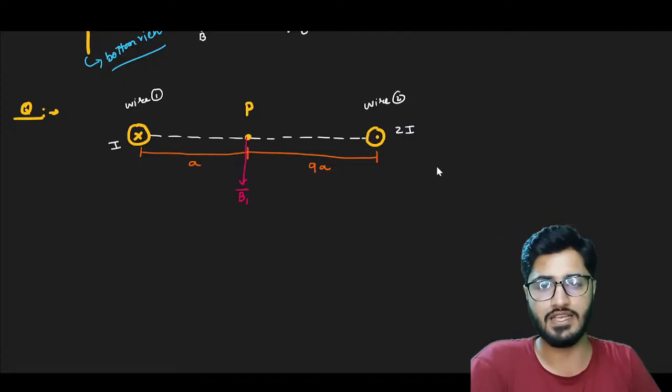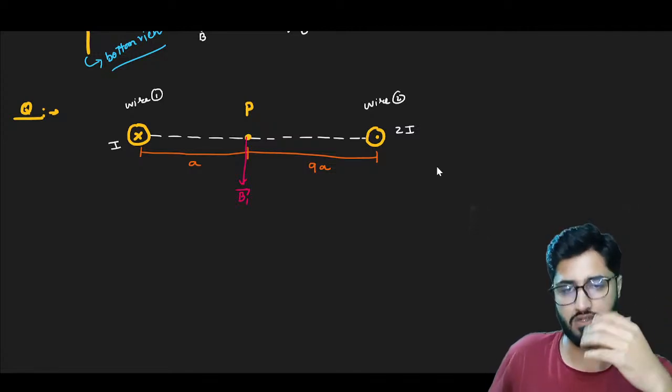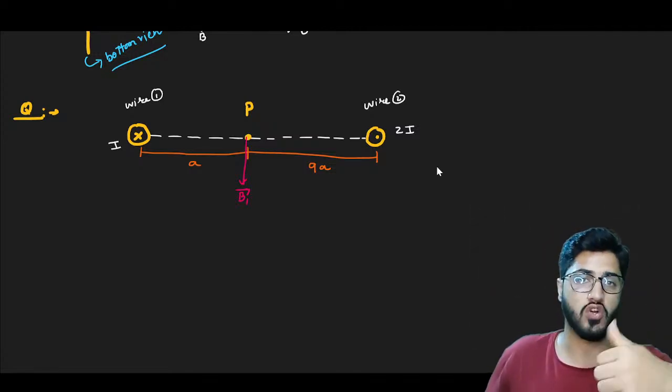In the same way, take your right hand. Now place it at wire second. Now you can see dot. Dot means thumb is outside.